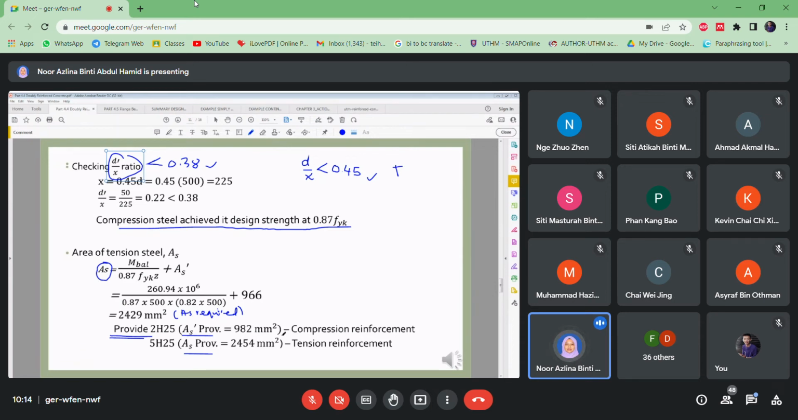Okay, so then we have compression and tension reinforcement. How to draw it?